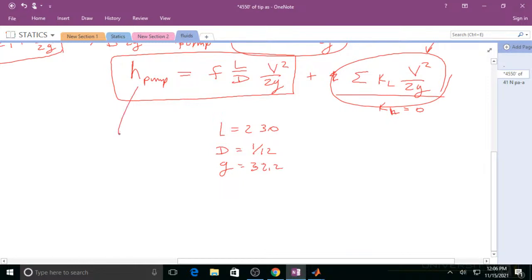I don't have my pump and I don't have my f. So what I'm going to do is something interesting here. First thing I'm going to do is go after my pump diagram.